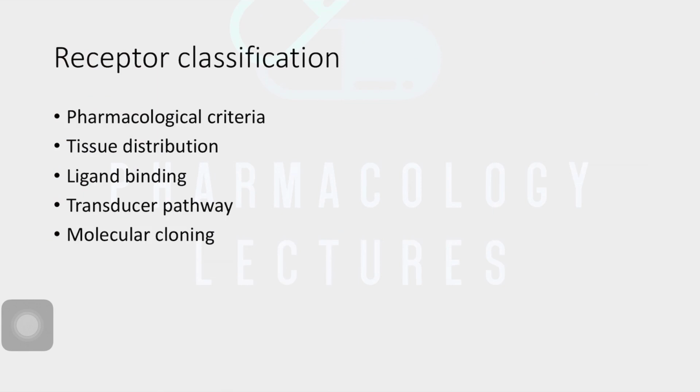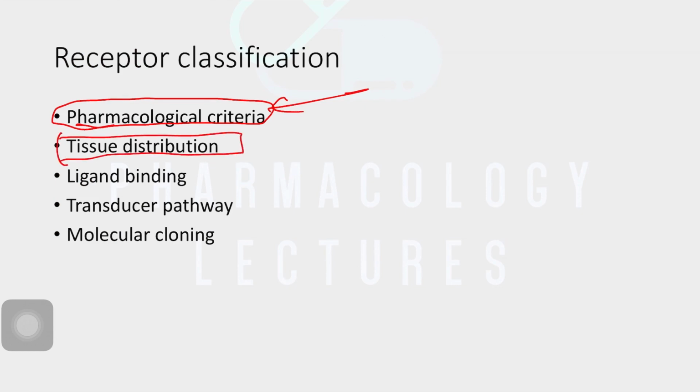Now, how are the receptors classified? If the receptor produces a particular pharmacological action, then depending upon the pharmacological criteria, on that basis they are classified one way. Second, where they are distributed: depending upon the organ of distribution, they can be classified. Then their ligand binding. What is their ligand? What are their endogenous substances? Depending upon those endogenous substances or their ligand, those receptors are classified.